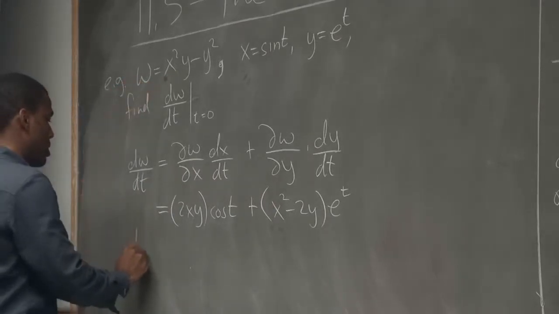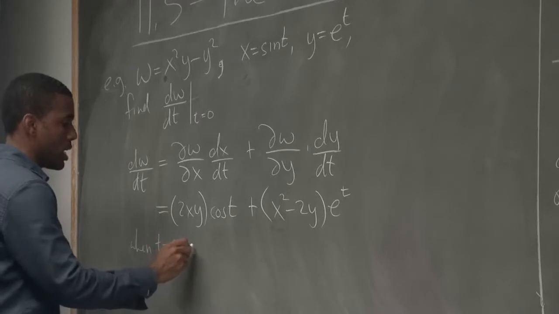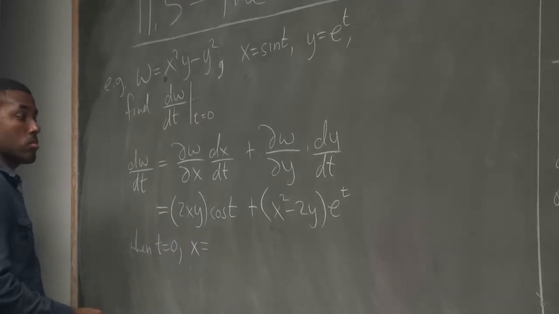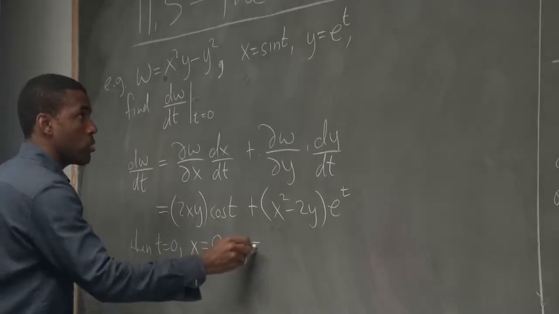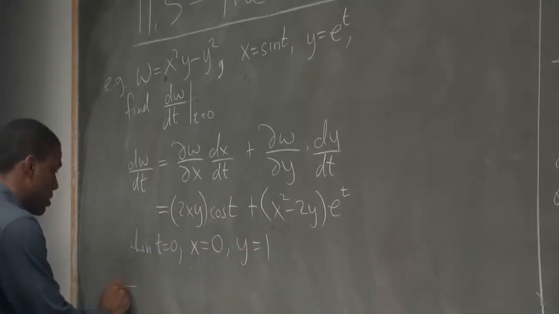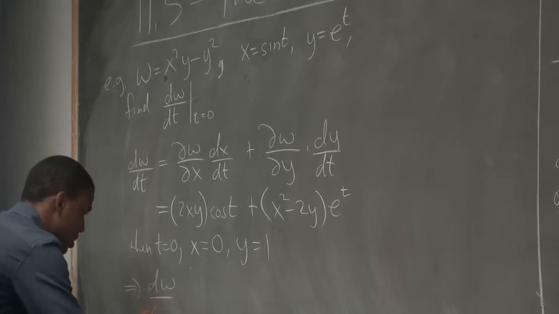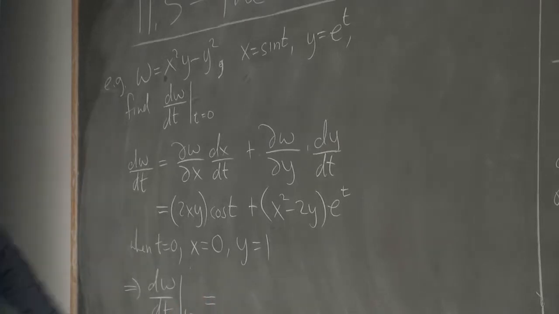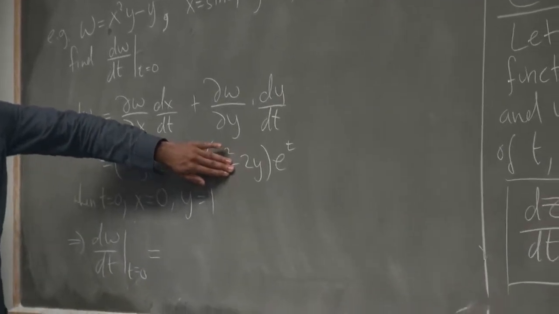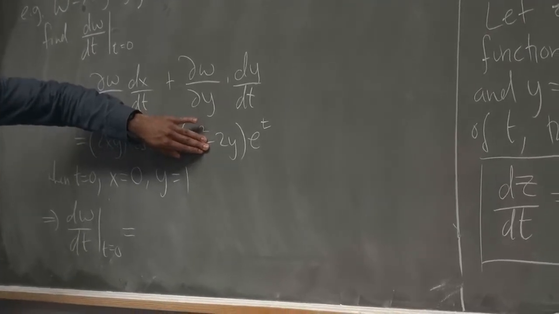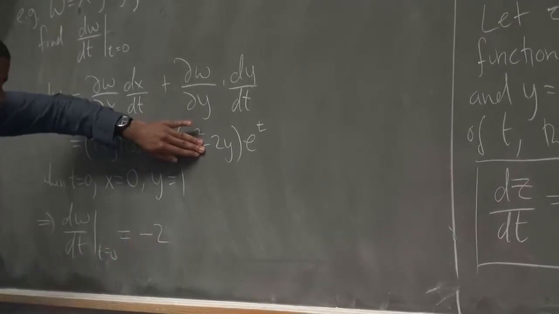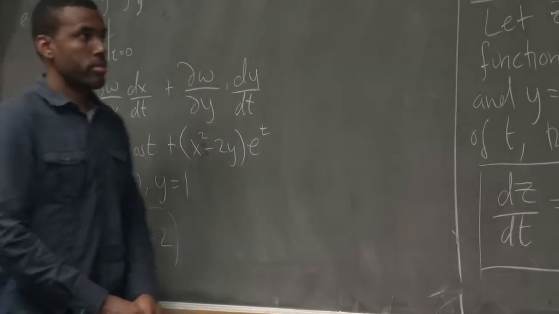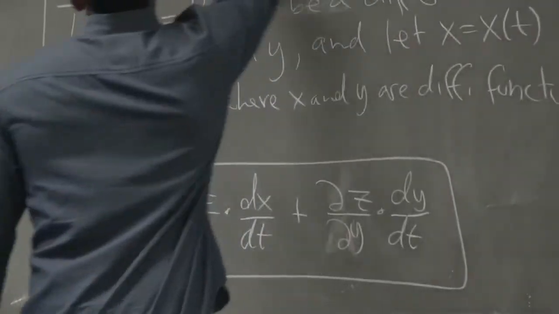And so when t equals 0, x would be 0 and y would be 1. This means that dw/dt at t equals 0 is equal to, you plug in x equals 0, that dies, you plug in x equals 0, that dies, and then you just have minus 2 times e to the 0. So minus 2 is easy. Okay, not so bad.